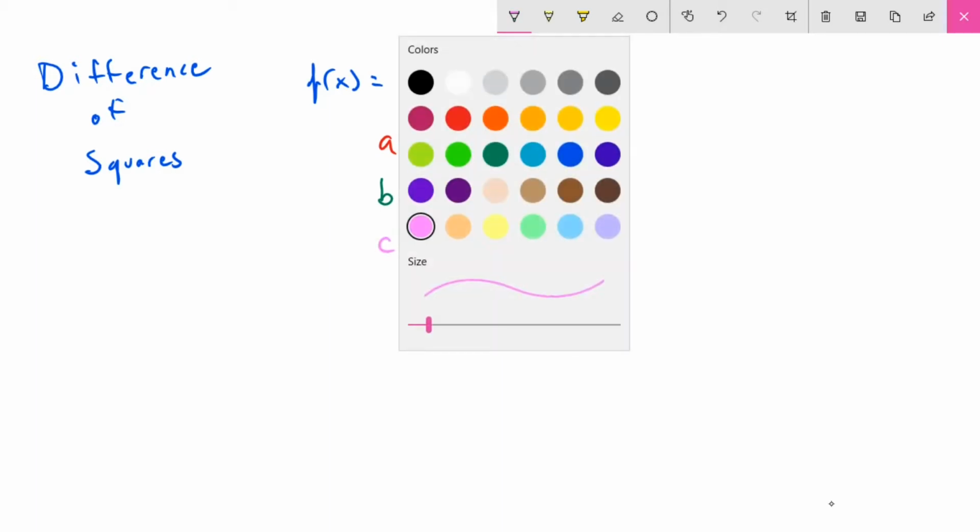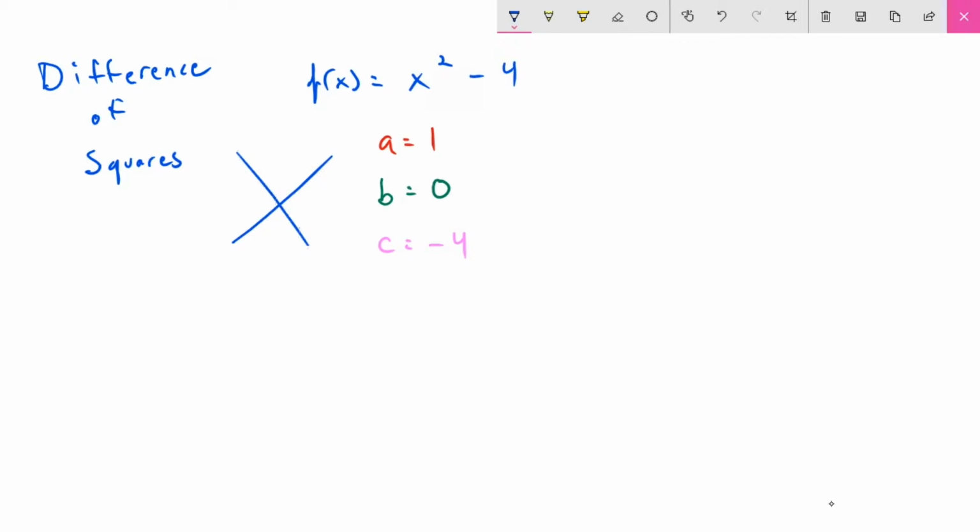If we draw the X box now, in the top blank, it's A times C. That's negative 4. In the bottom blank, it's B, which is 0. If it adds up to 0, it has to be the exact same number, but one's positive and one's negative. So this one's going to be positive 2 and negative 2. Then from here, we could write our factored form out, (x + 2)(x - 2). That's our answer right there.